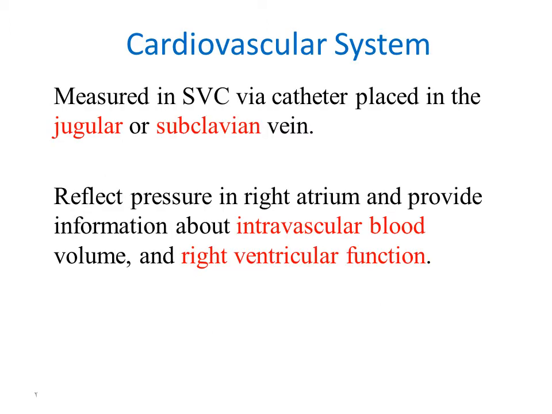This pressure is measured in the superior vena cava via a catheter placed in the jugular or subclavian vein. As we said, it reflects the pressure in the right atrium and provides information about the intravascular blood volume and the right side function, especially the right ventricular function.